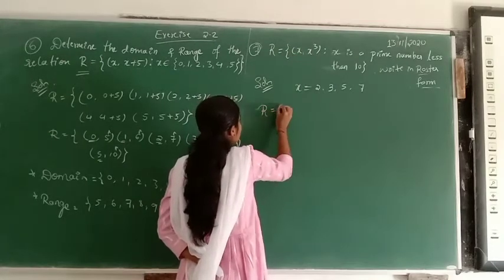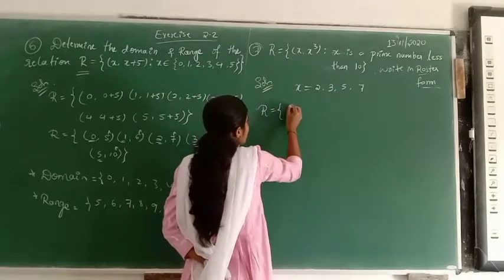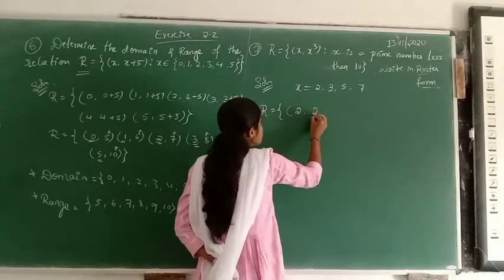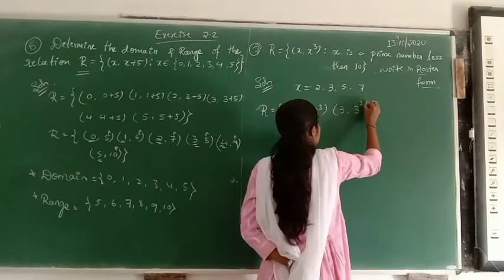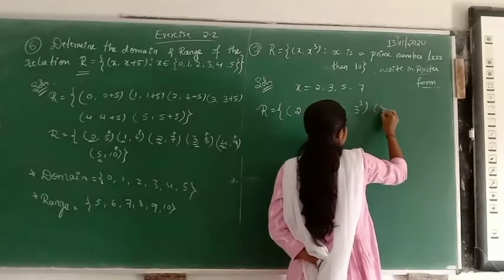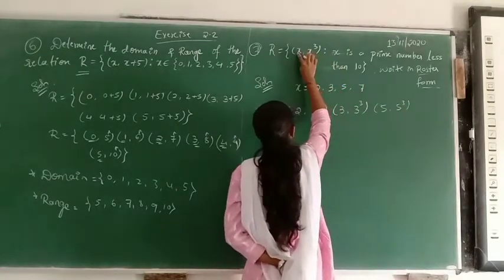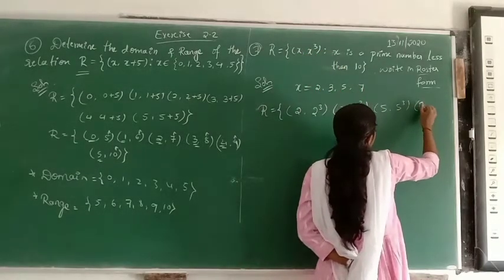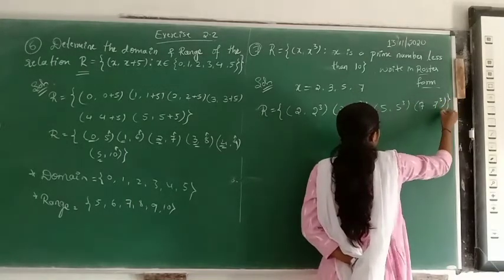The relation is the ordered pairs (x, x cube). Whenever x is 2, we have x cube, that is 2 cube. Whenever x is 3, we have 3 cube here. Whenever x is 5, I have 5 cube. Why? Because the ordered pairs are like this, x comma x cube. And whenever I have a 7, I have a 7 cube.